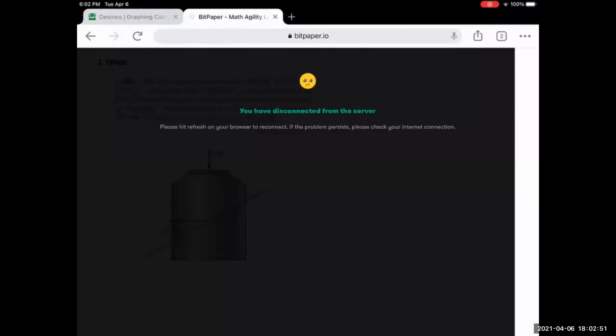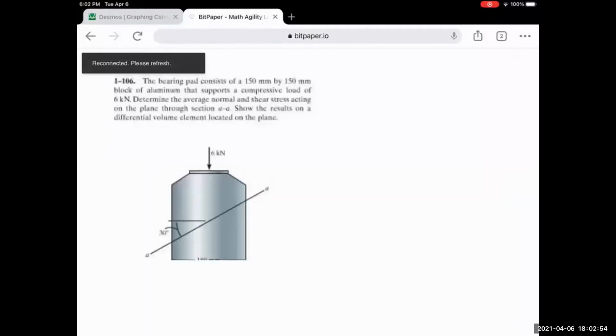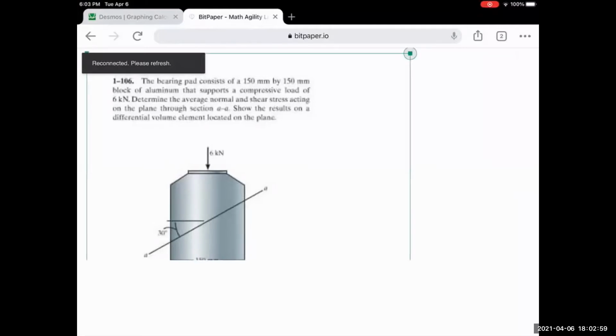Okay, so for our next problem, this is actually about stress, right? So this is not emotional stress, but a physical stress. Okay, so the question is: the bearing pad consists of a 150 millimeters by 150 millimeters block of aluminum that supports a compressive load of 6 kilonewton. Determine the average normal and shear stress acting on the plane at section A-A. Show the result on a differential volume element located on the plane.